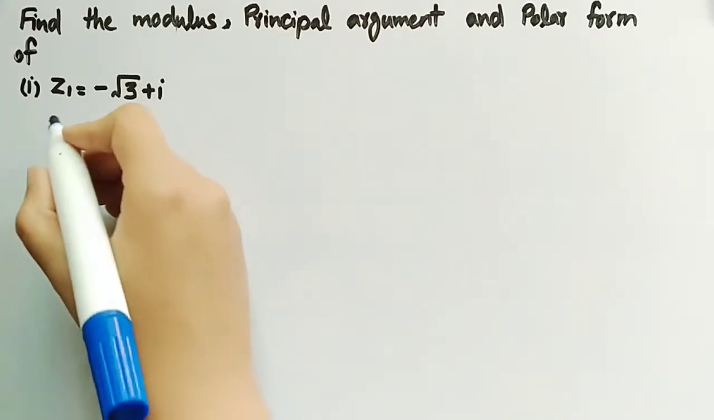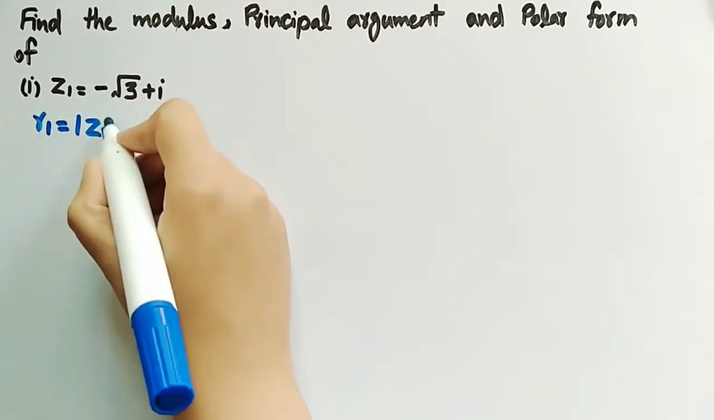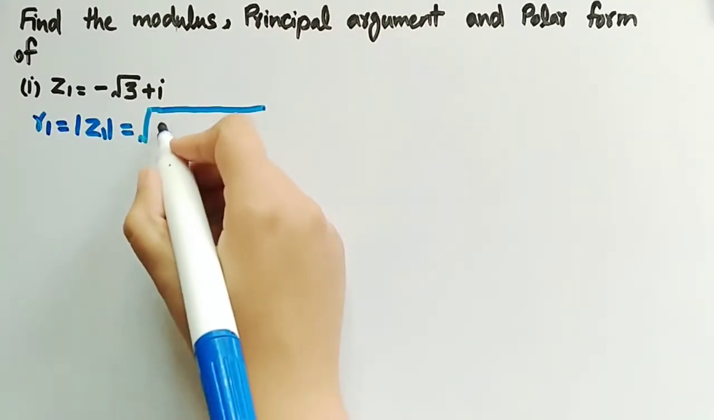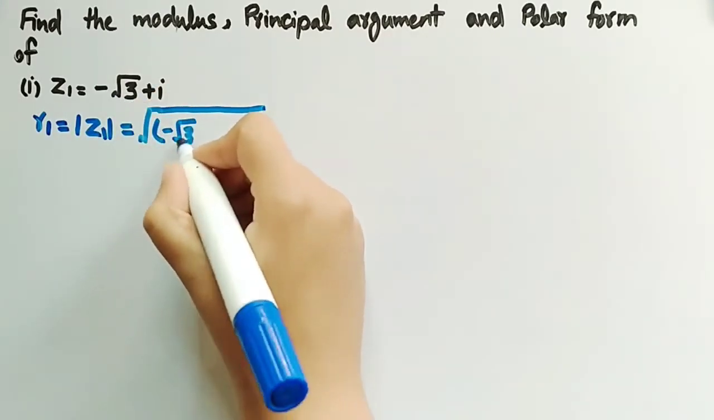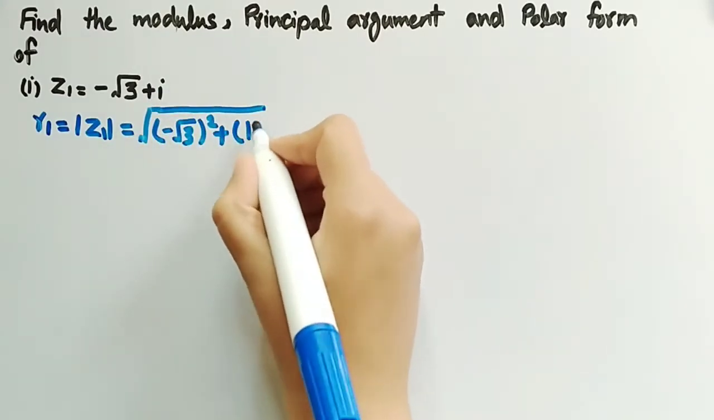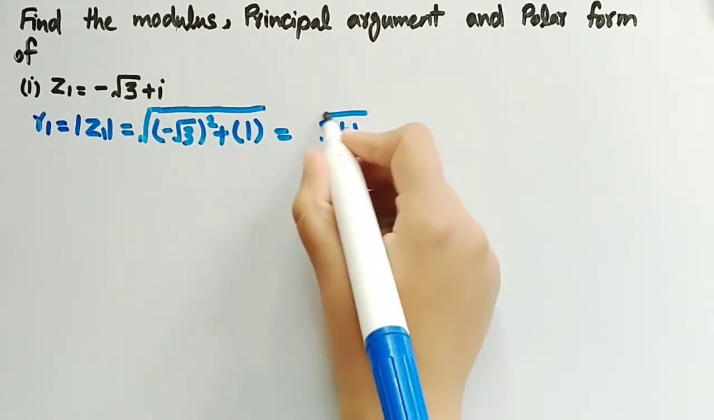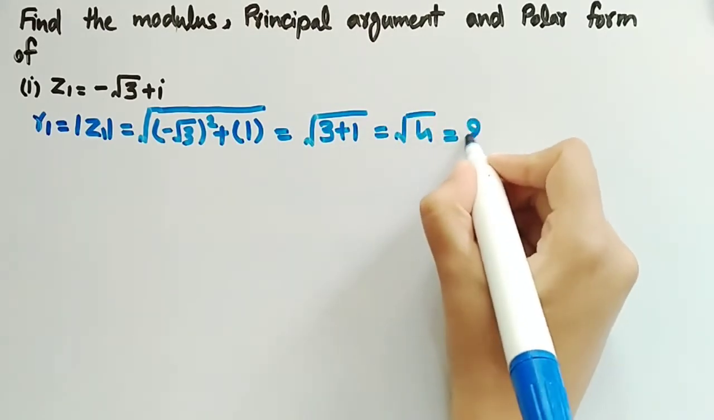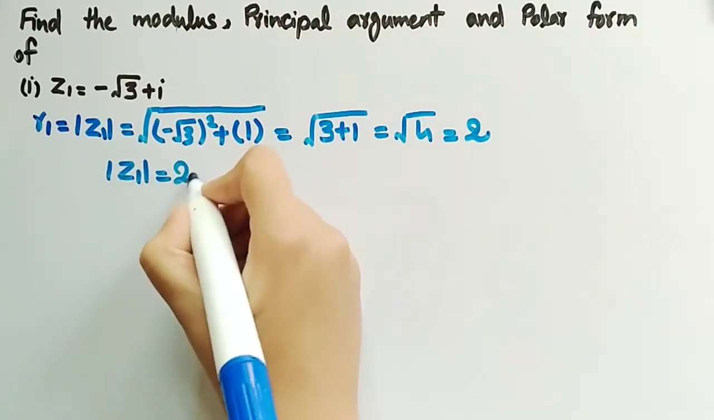Let's denote the modulus of z1 by r1 which is equal to mod of z1 which is equal to square root, and under square root there will be the square of the real part which is minus square root 3 plus square of imaginary part which is 1. So it will be equal to square root of 3 plus 1, which is equal to square root 4 which is equal to 2. So modulus of z1 is equal to 2.